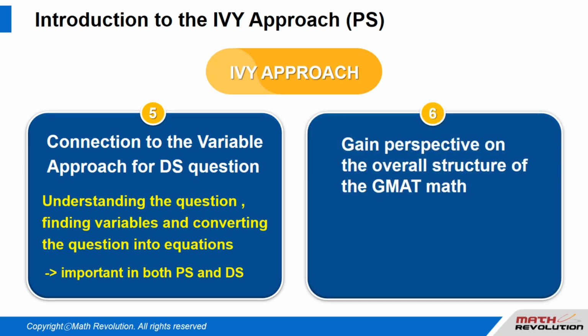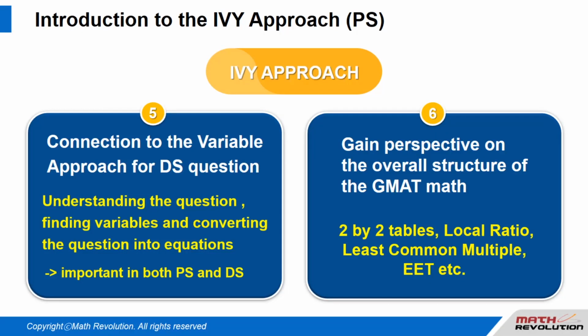6. Gaining perspective on the overall structure of the GMAT math. Students gain perspective on the overall structure of the GMAT math by learning the main concepts of the Ivy approach, such as 2x2 tables, local ratio, initial, least common multiple, and EET. You can save time and have confidence. As this is a new approach, you should study it step by step.